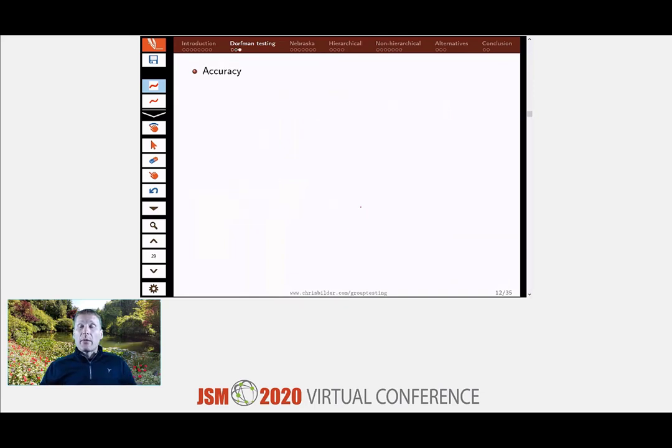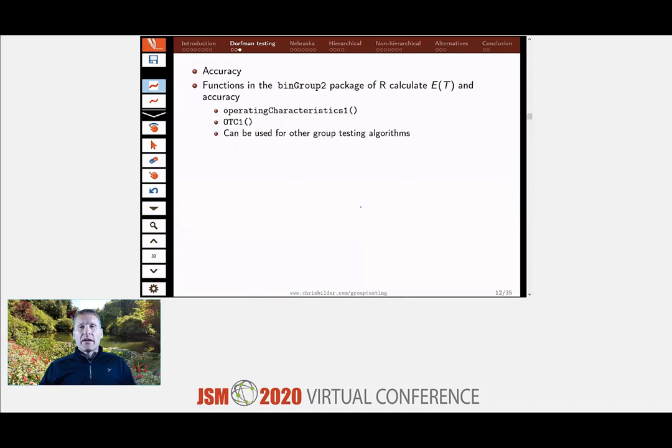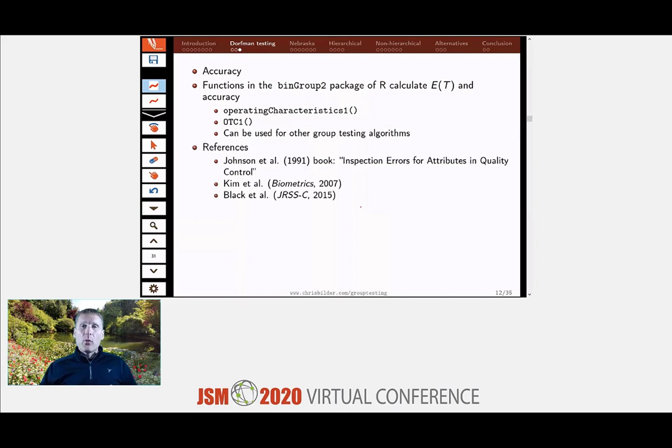One can also, with Dorfman testing, come up with expressions for the overall accuracy. I've chosen not to present that here today, simply to save time. Another reason is that there are functions available in the binGroup2 package of R that will automatically calculate expressions for the expected accuracy and the expected number of tests. This binGroup2 package also allows you to do these calculations for many other group testing algorithms too. If you do want to know more about the expression for the expected accuracy or how some of these derivations come about, here are a few references, where I recommend this paper by Kim et al. as a good place to start. This paper talks about Dorfman testing, but also a number of other group testing algorithms.